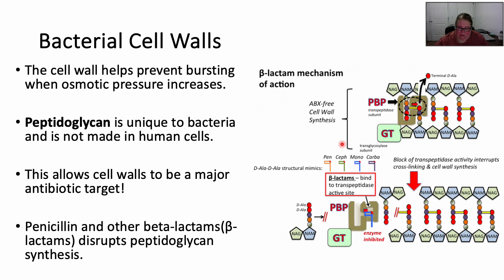Because the cell walls are made up of this peptidoglycan, they make a really great antibiotic target because we don't have that. So penicillin and other beta-lactams are going to disrupt the synthesis of peptidoglycan. Penicillin itself is going to disrupt this cross-link. There is an enzyme called transpeptidase, and this is the protein that goes in and connects that cross-link to that D-alanine and makes it one continuous molecule.